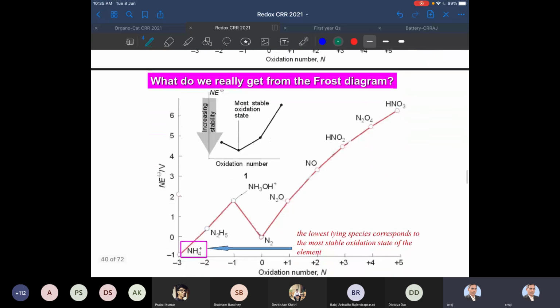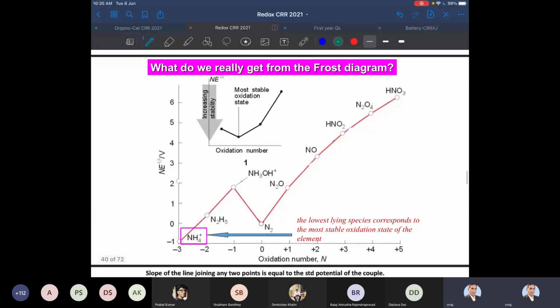Now look at this diagram. I'm again taking the general diagram and reading it again and again to make you understand. I already have given you the general characteristic features of a Frost diagram. Now I have taken an example, and I am explaining one by one.